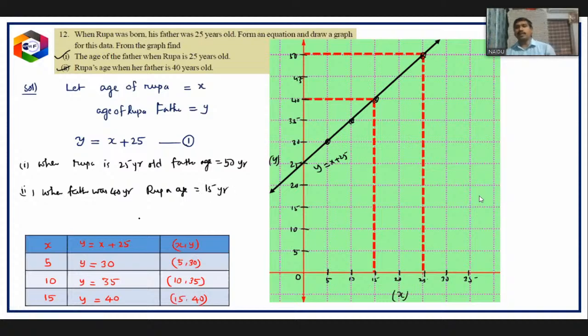That's all. It is actually an oral question generally, but it is asked to find the graph and it is asked to calculate the values. I think it is clear for you everyone, children.